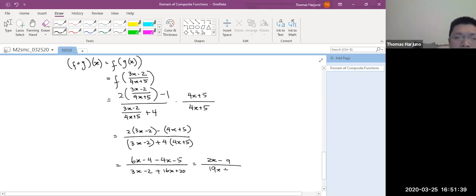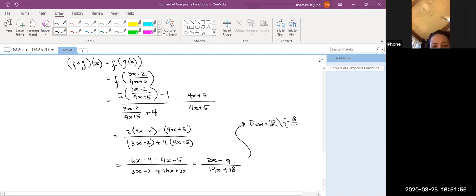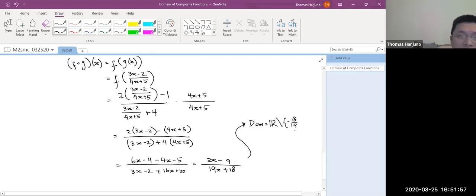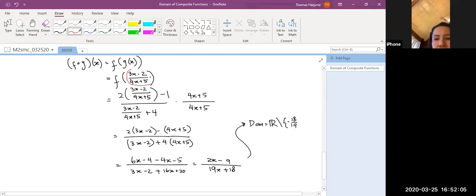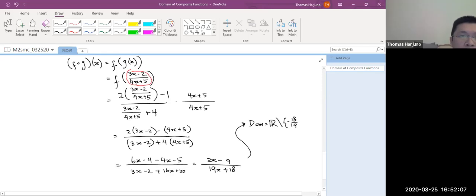over 19x plus 18. Now then from here we see the domain will be all real numbers except negative 18 over 19. But that's the domain for the resulting function. We also need to see the domain of the incoming function. So this is the incoming function, right? The domain is all real numbers except negative 5/4. So I need to also exclude negative 5/4.